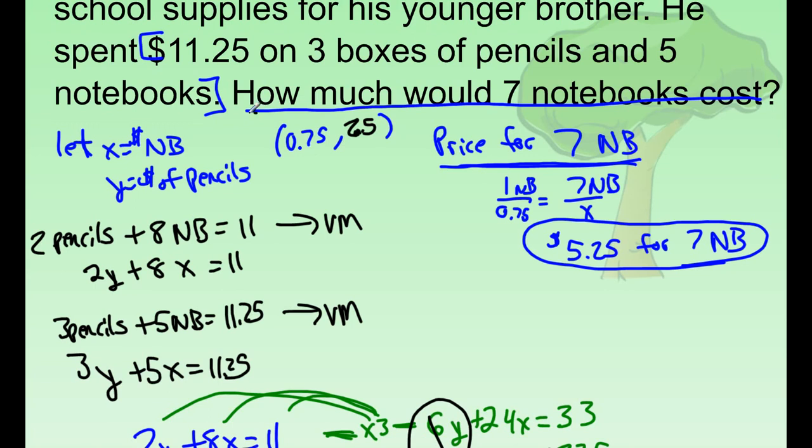But the final answer, how much would it cost for 7 notebooks? That was the $5.25.